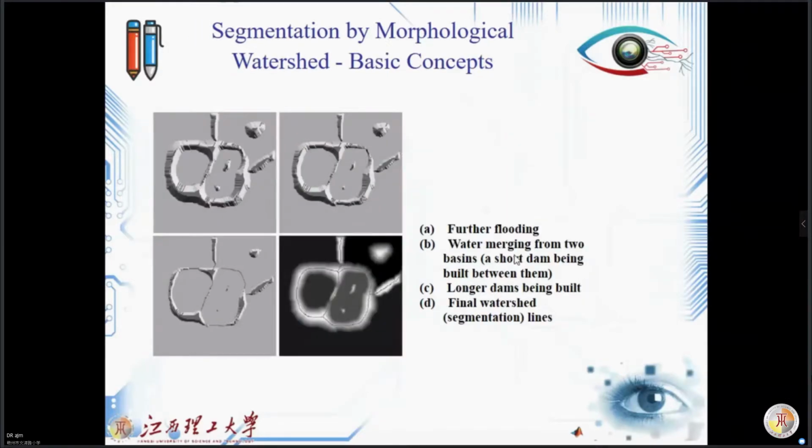Again, if we continue the flooding, meaning further flooding, you will see in A and B water merging from two basins, a short dam being built between them, then longer dams being built, and finer watershed or segmentation lines will come into the picture. Now, here they can specify some object or give more meaning to one part of the image that we showed.